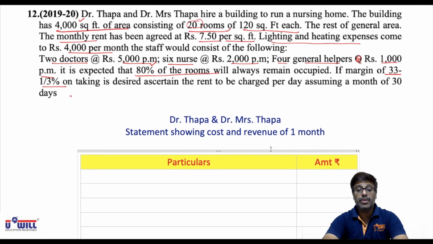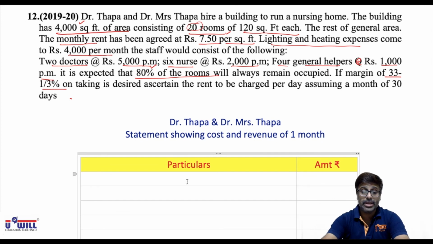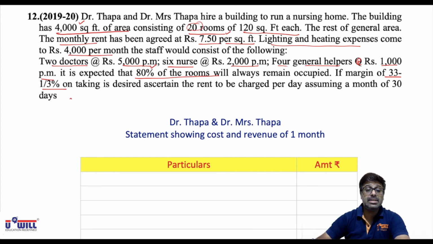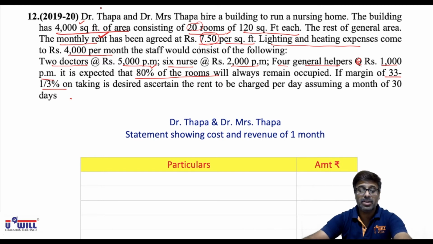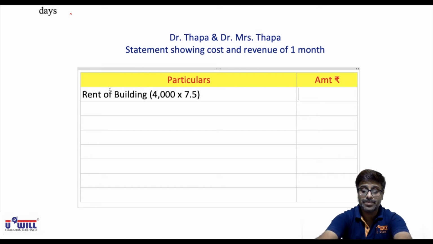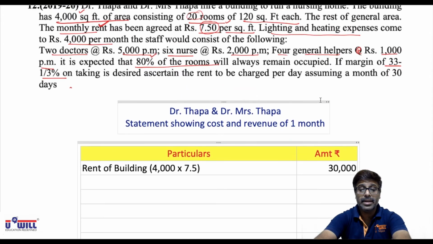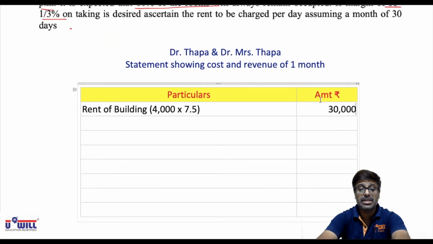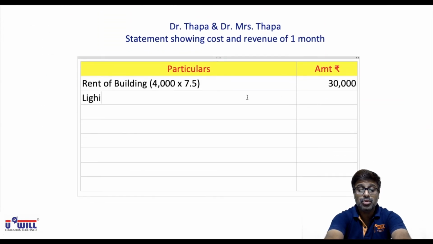Yes, I hope all of you would have made the formats. So again, let us start. The very first expense is the monthly rent of the building. That is 7.5 rupees into 4,000 square feet. So all of you write down the first item, monthly rent, meaning rent of the building. That comes to 4,000 into 7.5, that is 30,000. Then after the rent, we have lighting and heating expenses of 4,000 per month. So for lighting and heating expenses we'll directly take 4,000 itself.